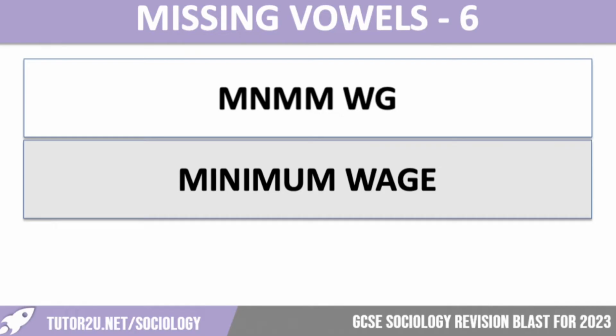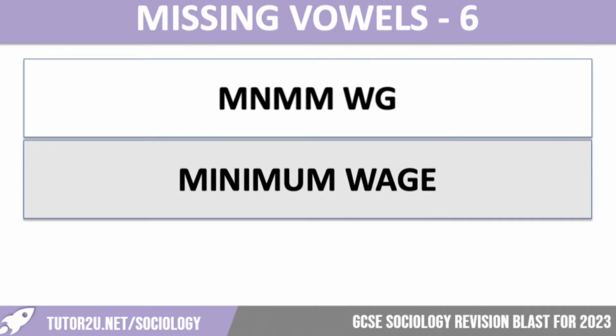So the minimum wage is the lowest hourly rate that workers can be paid in the UK. And the idea is that we pay a minimum wage so people are not living in poverty. Now, for the UK, the minimum wage for those who are over 21 is £10.18 an hour. So this has had a big increase over the last few years, but the cost of living has also had a huge increase. So lots of people who are working on the minimum wage are really, really struggling.